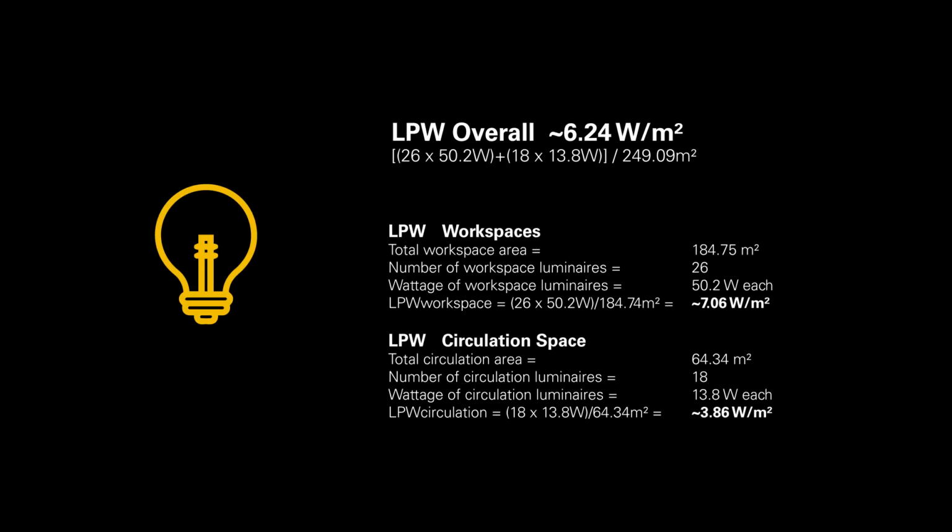Last but not least, in order to calculate the lighting power density overall for the space that you investigate, you want to multiply the number of workspace luminaires times the wattage of your workspace luminaires. You repeat this process for the circulation ones. You add these two up and divide it by the overall space of the area that you're simulating.